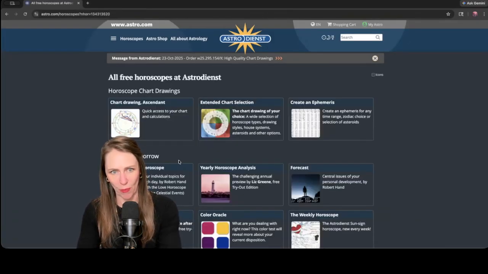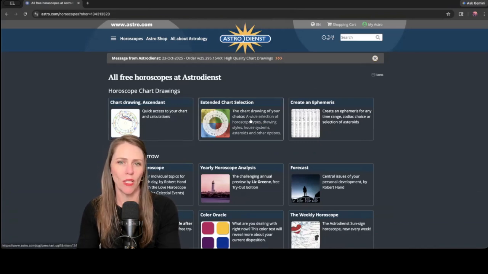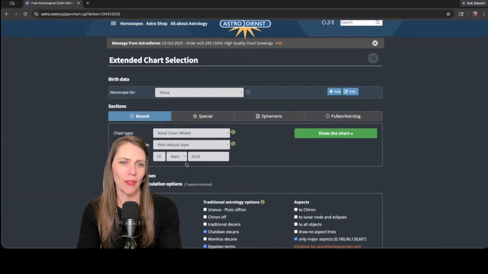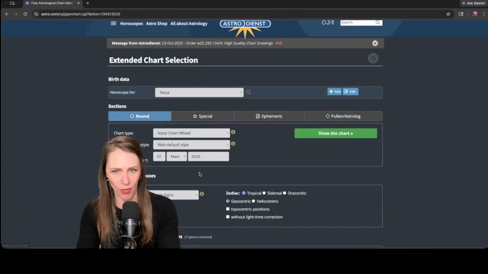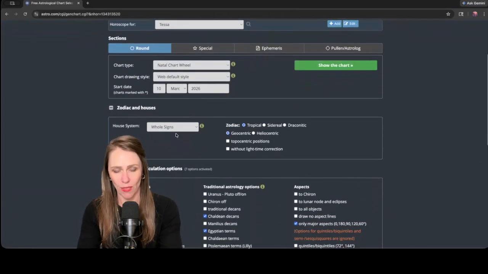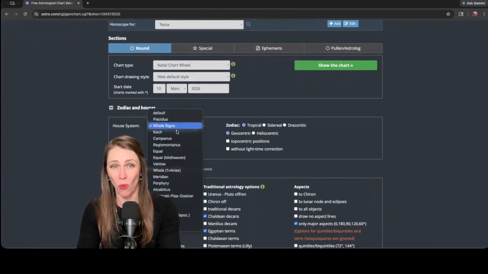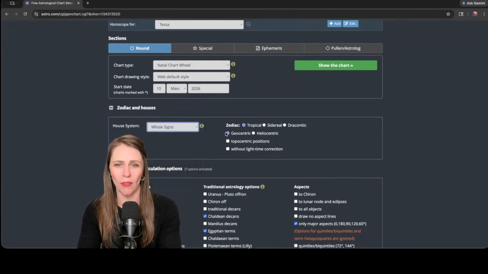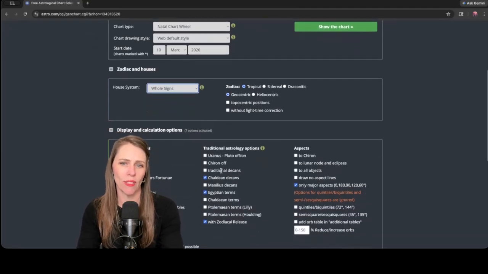Here's where you have some options. You can just go straight to chart drawing ascendant, but because this is your first time, you probably should go to the extended chart selection because it can help you align with the type of houses that we're working with. So there are house systems here. Mine is set to default whole sign, but you can see there's a bunch of different ones. Placidus is very famous, but you want to go to the house system whole sign, click on that, make sure it's tropical, not sidereal or draconic, whatever that says. Make sure it's geocentric. And then all this other stuff doesn't really matter too much.